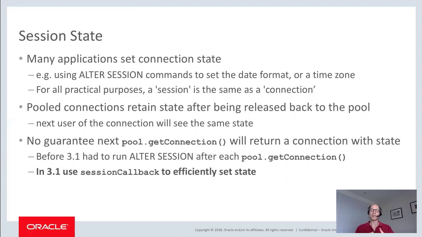However, up until 3.1, you couldn't guarantee you were going to get back a connection which had that session state. So you would actually have to do your alter session commands every time you did a get connection call, just in case you had a new connection which hadn't been used before, because the pool had grown or something had dropped and been recreated. We now, in 3.1, have a session callback, which is set as part of connection pool creation, and which is much more efficient.